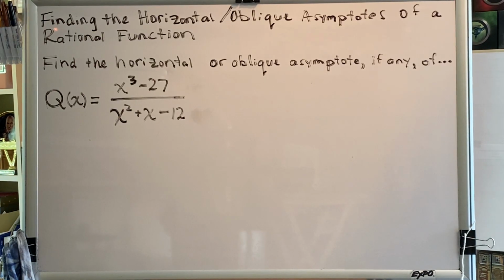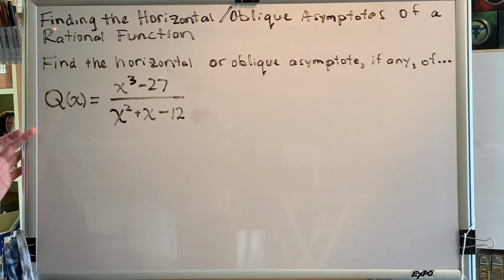The topic of this video is finding the horizontal or oblique asymptote of a rational function. Let's look at a problem. Find the horizontal or oblique asymptote, if any, of the rational function q of x equals, the numerator is x cubed minus 27, and the denominator is x squared plus x minus 12.